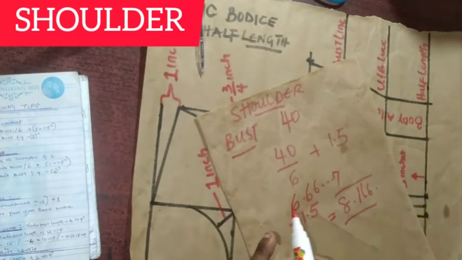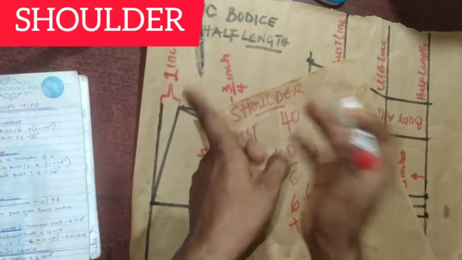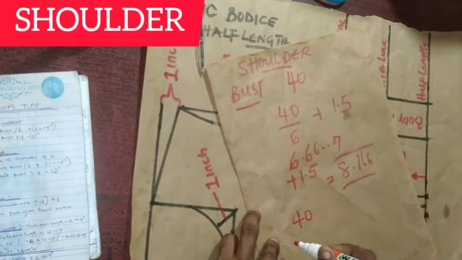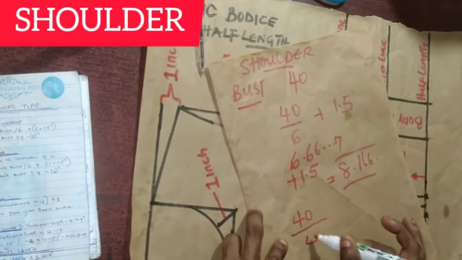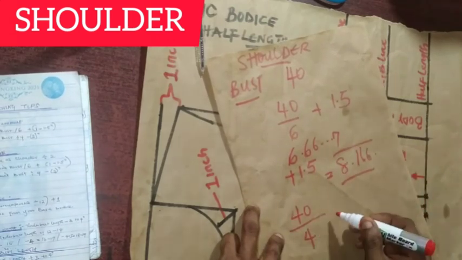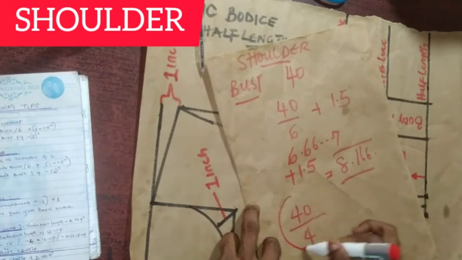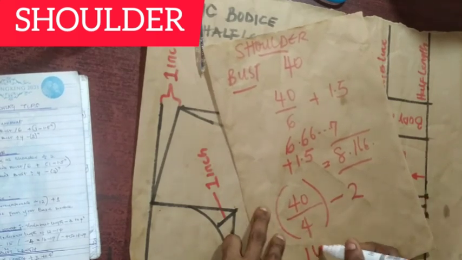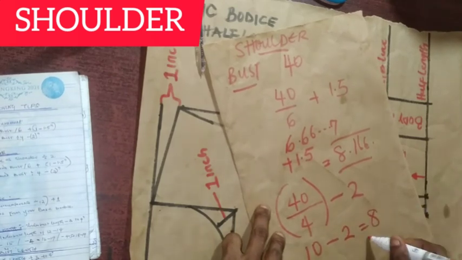Okay, so I'll also be giving you another formula on how to get this particular shoulder. Okay, what is the formula? Let's say we're also using a bust of 40 inches. All you're going to do is the normal 40 divided by 4, the normal way we usually divide our round bust. So 40 divided by 4 is going to give us 10 inches. Now see the formula. The formula is 40 divided by 4 minus 2. So 40 divided by 4 is 10. Now 10 minus 2 is going to give us 8. So that is it.